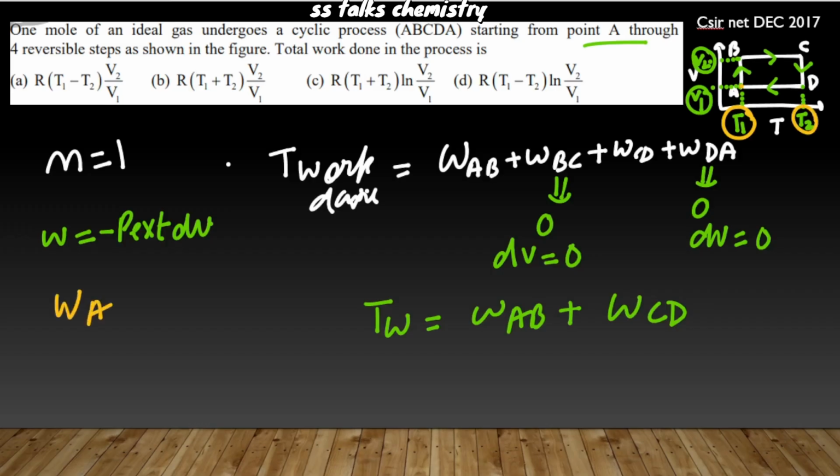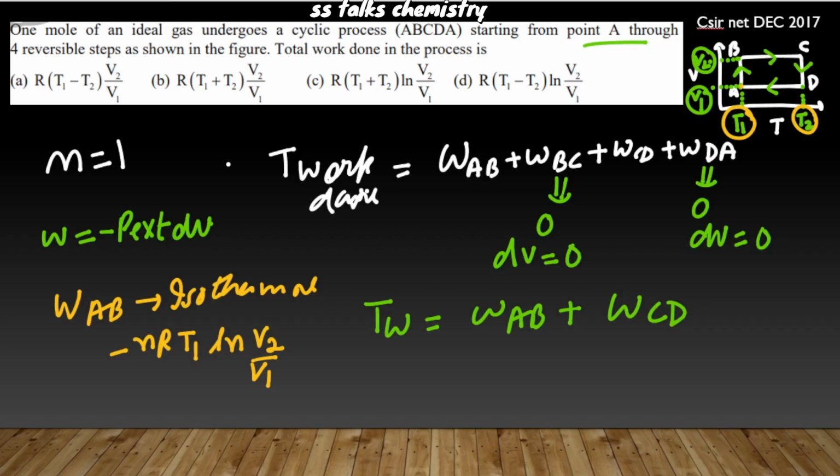So the work done in going from A to B, it is isothermal. That means the work done is going to be minus nRT. The temperature for the work done in A to B is T1, ln of... From A to B the volume is changing from V1 to V2. So V2 upon V1 will be there, right?